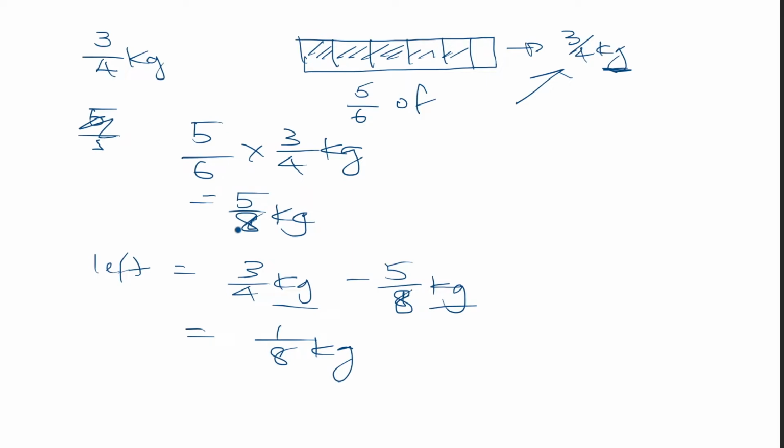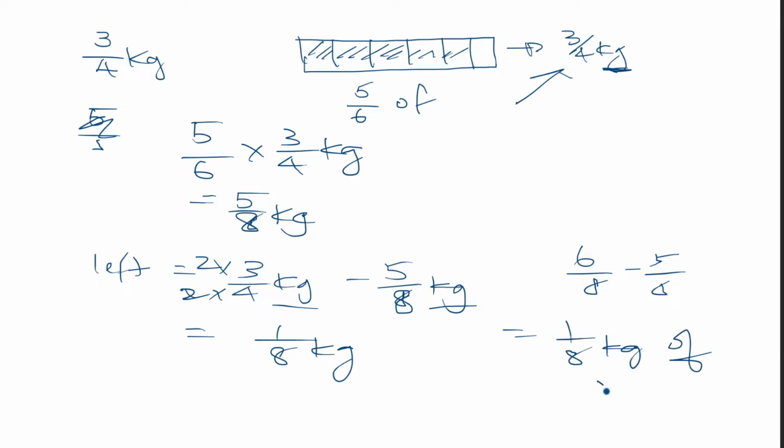I believe you know how to do this, right? Because here is 8, here you times 2, here times 2. So you have 6/8 minus 5/8. So now you have 1/8 kilogram of rice left. Okay, please write, label all your answers. Write clearly all that you need to get the marks.